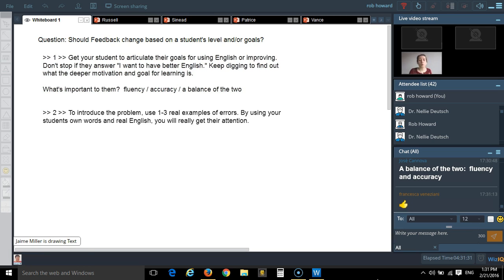Okay, all right, so start gathering these real examples, and you want to introduce the problem that they've got, whatever that error is that they're making. I really suggest that you use their real examples of errors, because by using your students' own words, their real English, you get their attention in a very different way. So I don't recommend that you give feedback or error correction that's not connected to what they're actually doing.